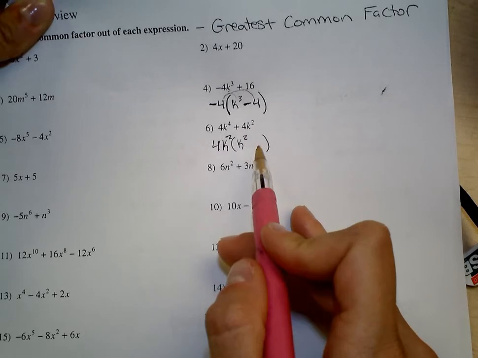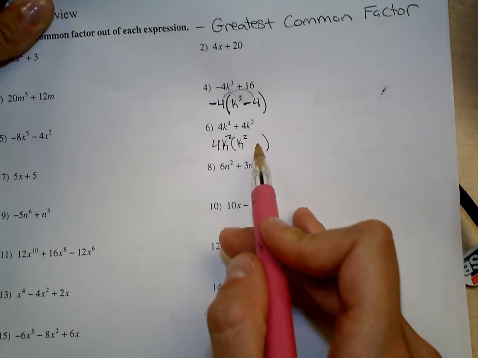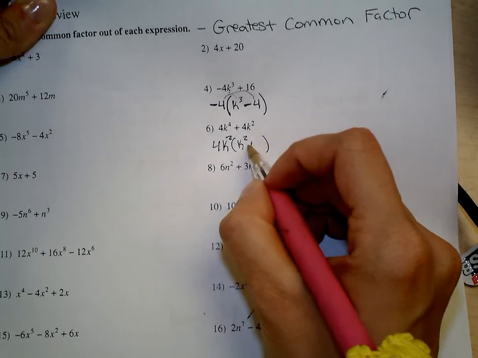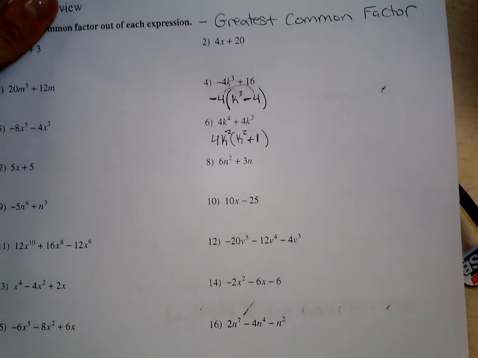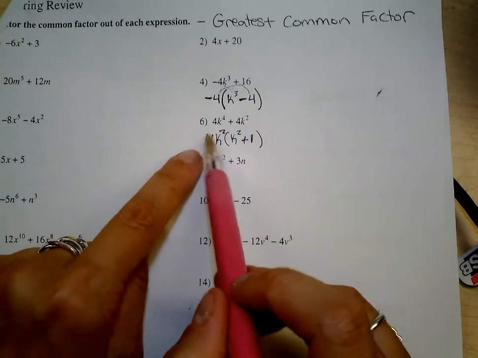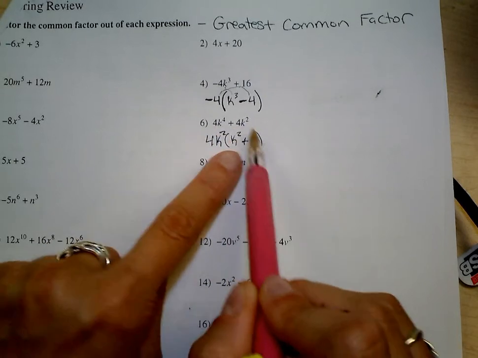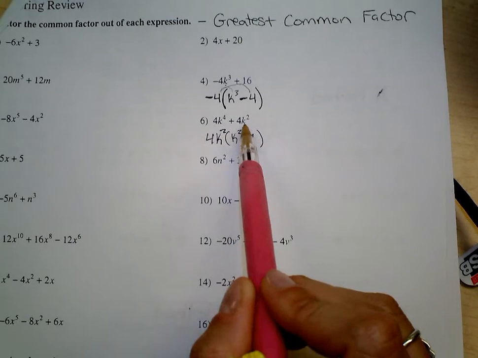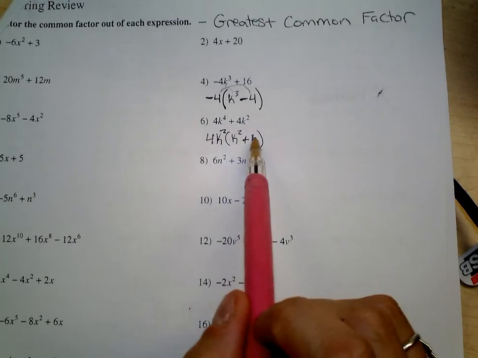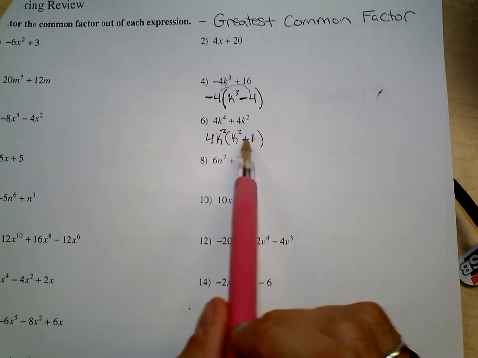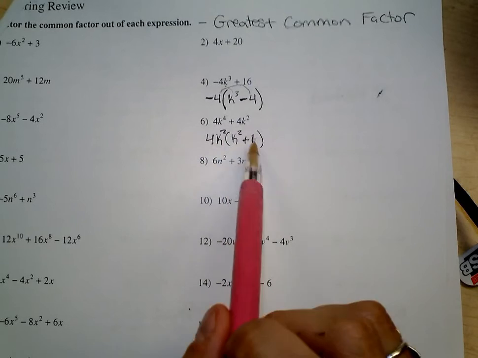That doesn't mean that you leave it blank. You always have to have a 1 there, because if I were to distribute this back in, 4k squared times the 1 would give me 4k squared. If I had just 0 there, 4k squared times 0 would go to 0 and there'd be nothing there. So make sure you have that 1 there.